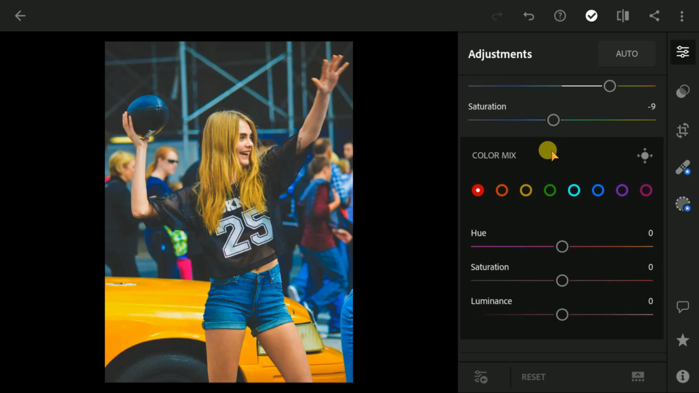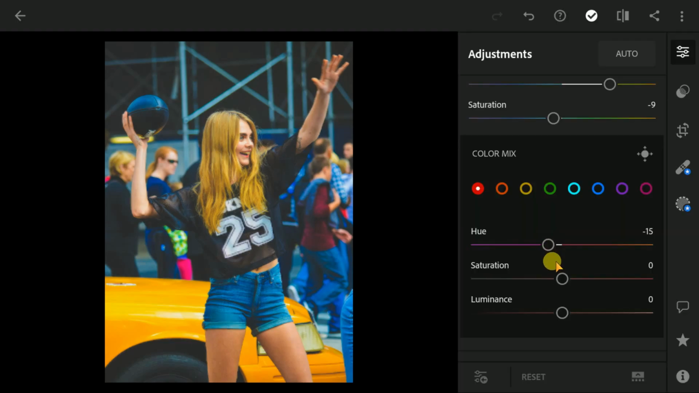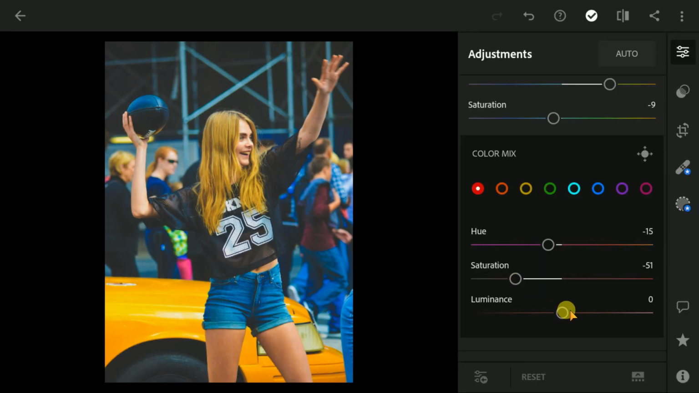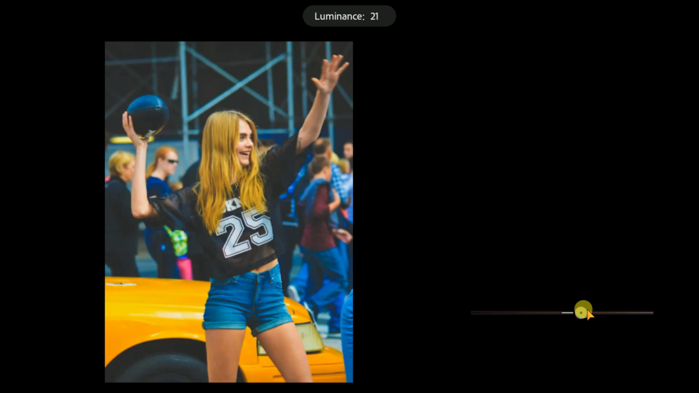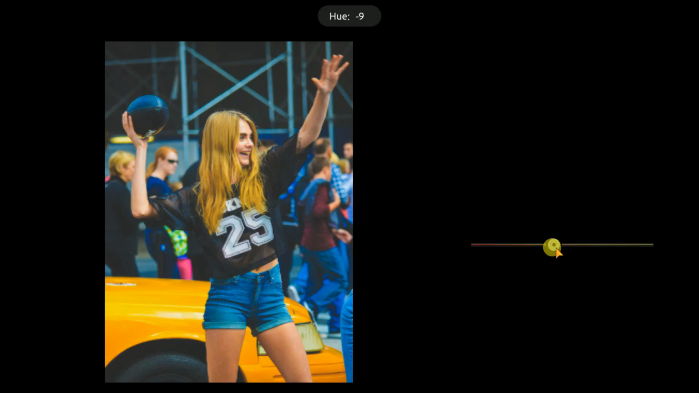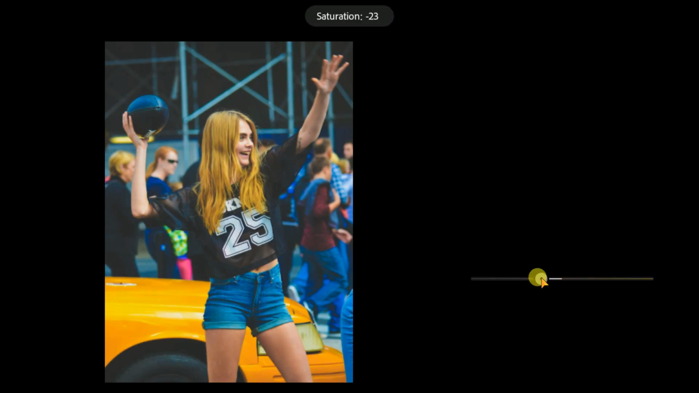and red hue minus 14, then saturation minus 50, luminance around 15. Okay, then orange minus 10. Okay, saturation minus 23, luminance 26.